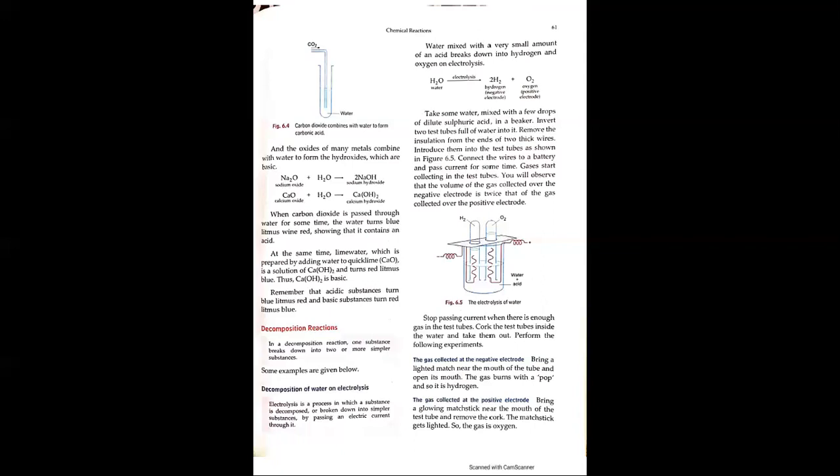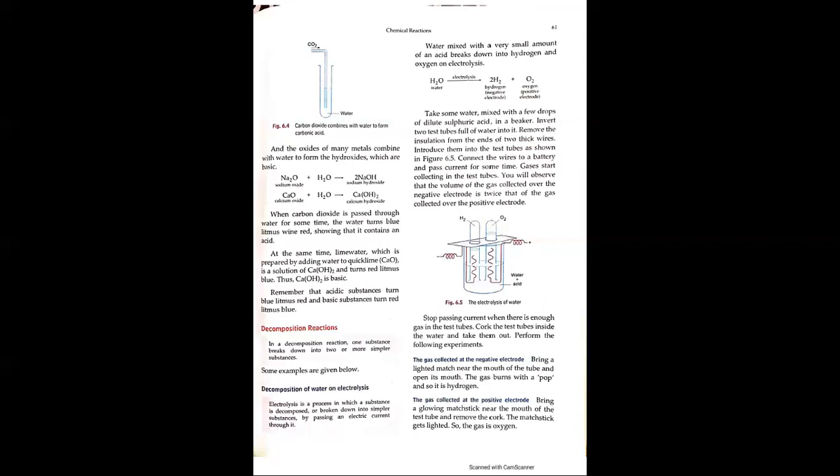Perform the following experiments. Now we will test which type of gas is collected. For the gas collected at the negative electrode, bring a lighted match near the mouth of the test tube, and it will burn with a pop sound. So this is a test for hydrogen. When a burning matchstick is brought near hydrogen, it burns with a pop sound. So we are confirmed that at the negative electrode we have hydrogen. Then when we test for oxygen, if you bring a glowing matchstick near the mouth of the test tube and remove the cork, the matchstick gets lighted. So the gas is oxygen. So this is a test for oxygen. If you bring a burning matchstick, it will burn more.